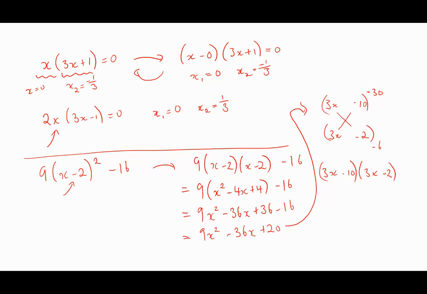The other way is a bit trickier, but it's a lot faster. We can actually think of this as a difference of two squares. This here is a square. This here is also a square, and they're being subtracted. So the square root of this is actually just 3x minus 2. If I multiply that by itself, I get 9 brackets x minus 2 squared. And then the square of this one is minus 4.